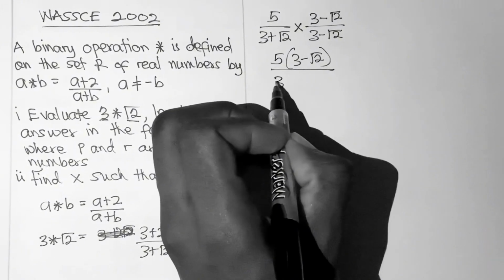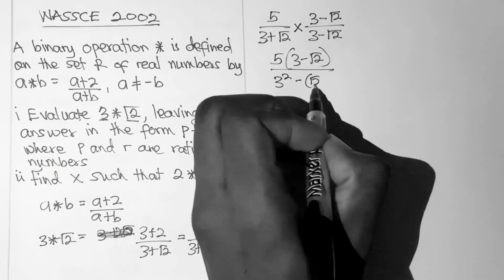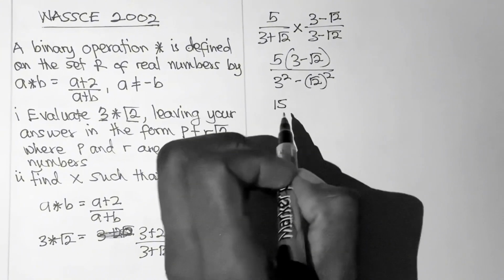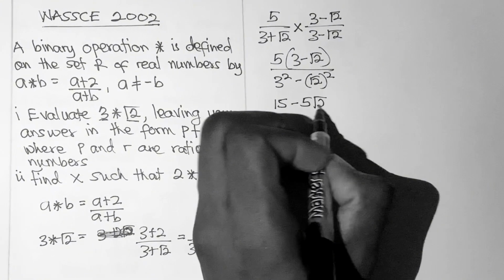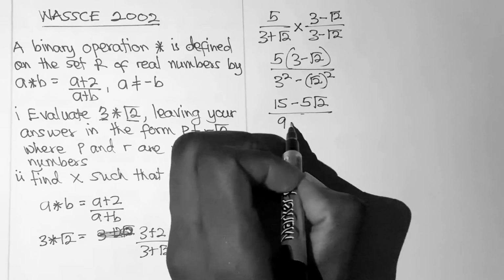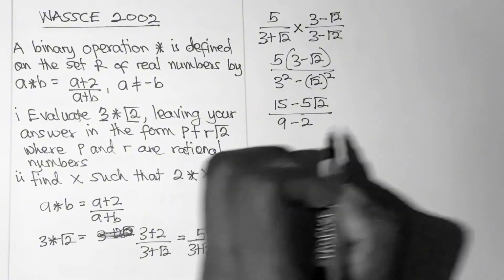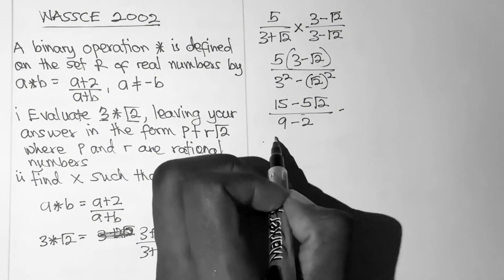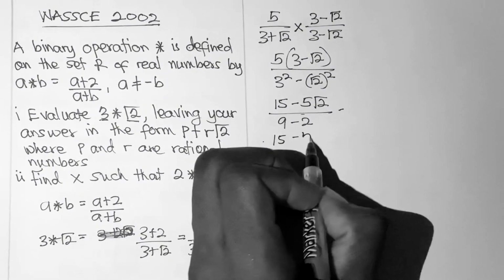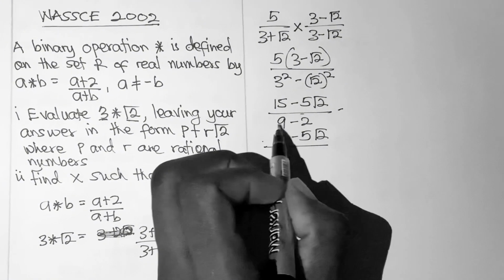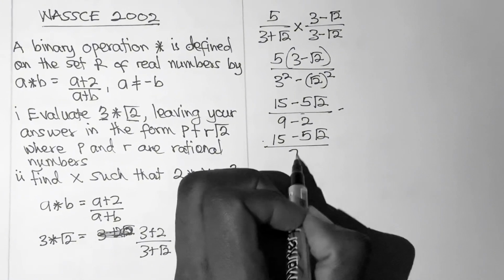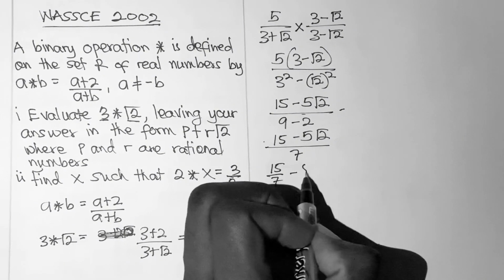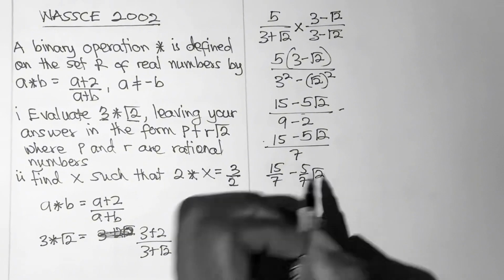So it becomes 3 squared minus root 2 squared. So 5 times 3 is 15. Then 5 times minus root 2 is minus 5 root 2. Divided by 3 squared, which is 9, minus root 2 squared, which is 2. So this is equal to 15 minus 5 root 2 divided by 9 minus 2, which is 7. So this is equal to 15 over 7 minus 5 over 7 root 2.